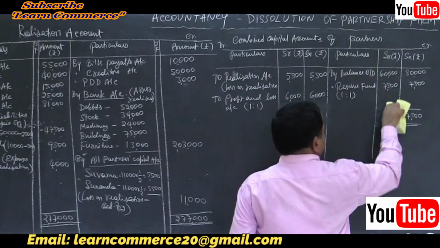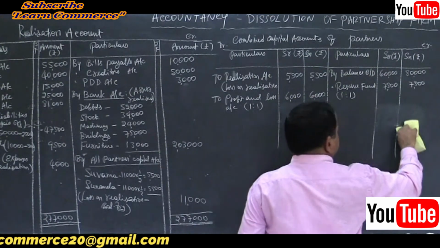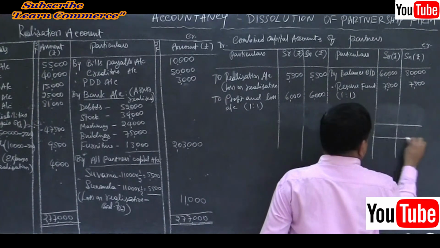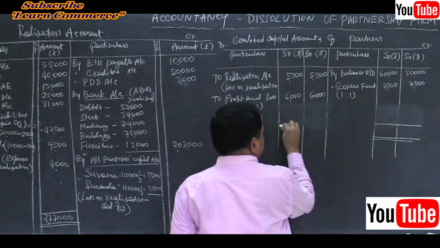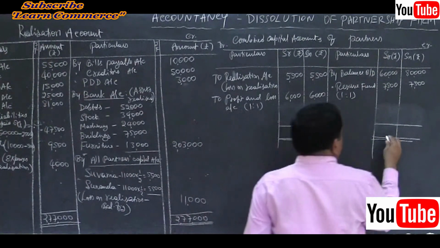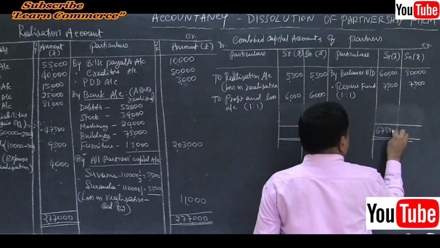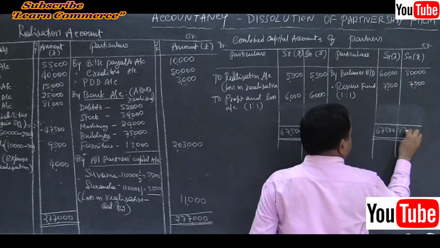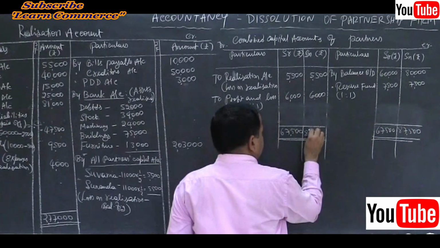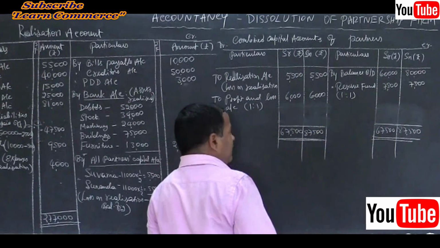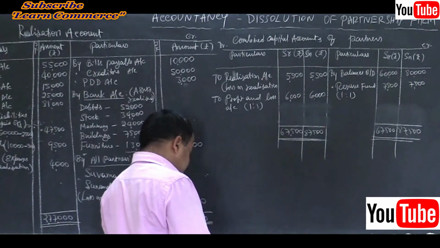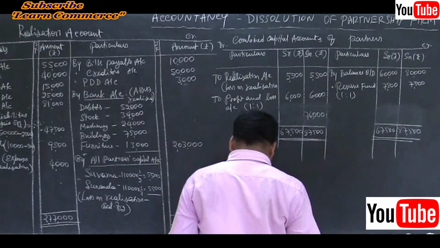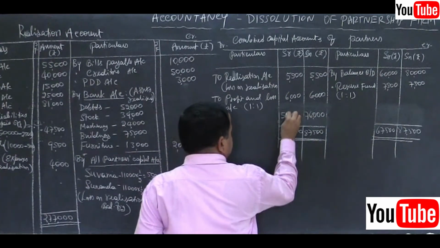I'll erase this and write again down. 67,500, and write the same total on the other side, 87,500. Now find out the difference. There is a difference of 76,000 here, and here there is a difference of 56,000.